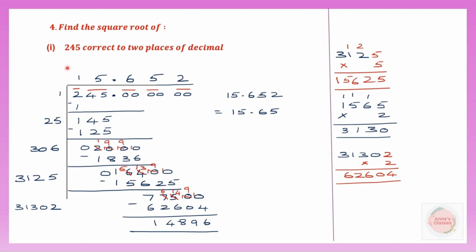So our final answer, the square root of 245 correct to 2 places of decimal, is 15.65. So children, I hope you understood how to do this. You write it like normal divisions. You continue, and after you put the decimal point, you need to put the zeros in pairs. So again, with a lot of practice, this is going to become very easy.